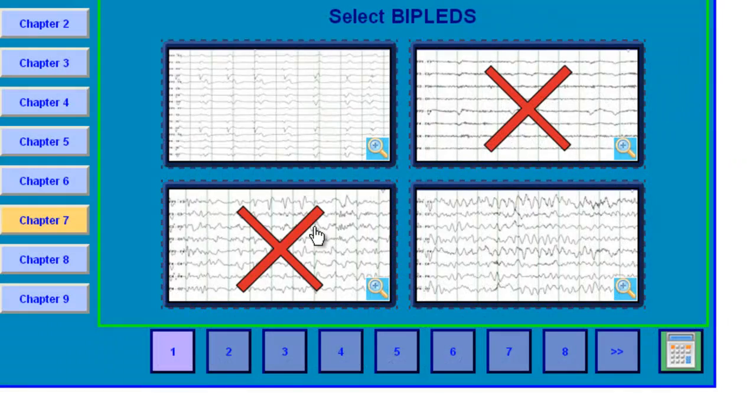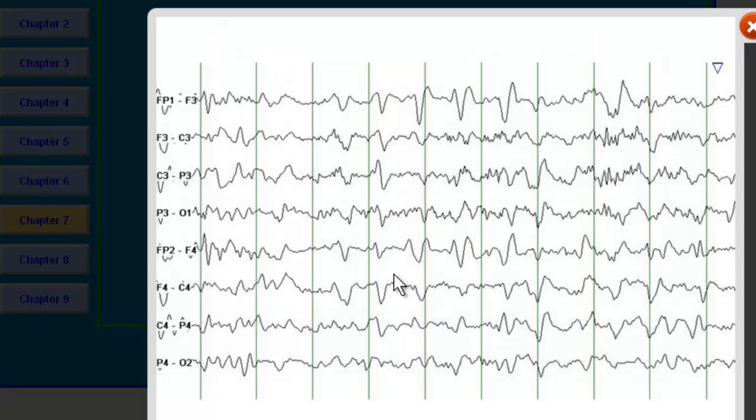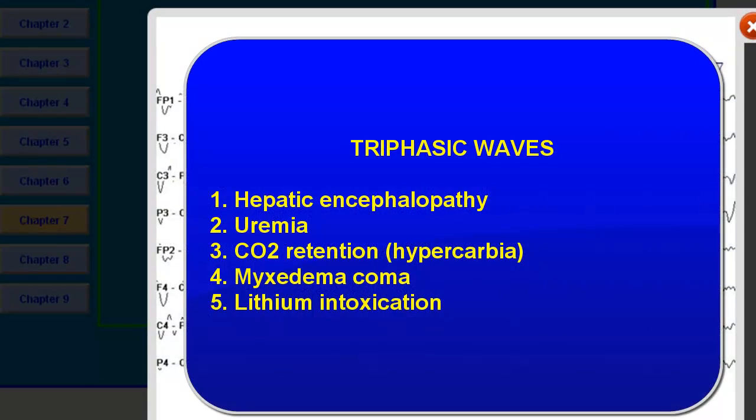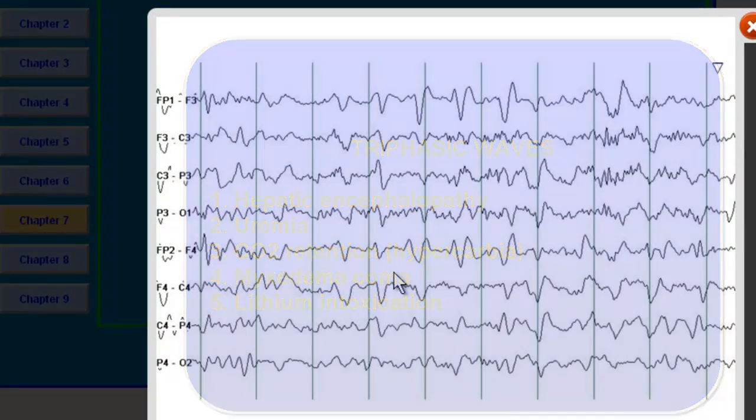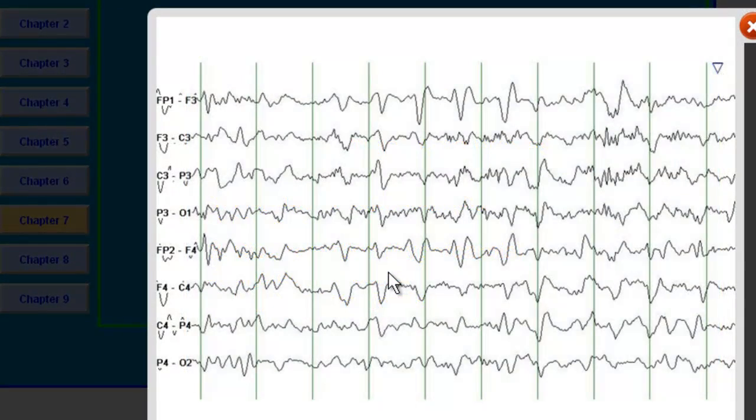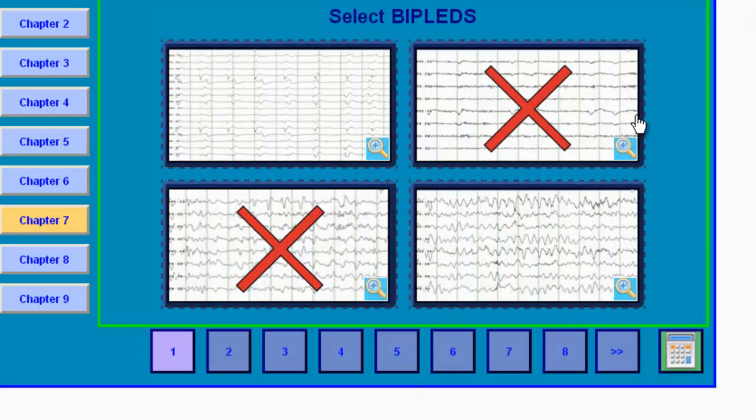Now, before we move on, let's go back to this slide. Triphasic waves are most often seen with hepatic encephalopathy. You can see that with uremia. You can see that with carbon dioxide retention. So someone who has any kind of respiratory condition where they are not able to completely get rid of the CO2 and there's CO2 retention, people can get triphasic waves. You can get triphasic waves with myxedema coma. You can get that with lithium intoxication. So it's a non-specific pattern. You can think of a few conditions, but you cannot make a diagnosis just based on this slide.